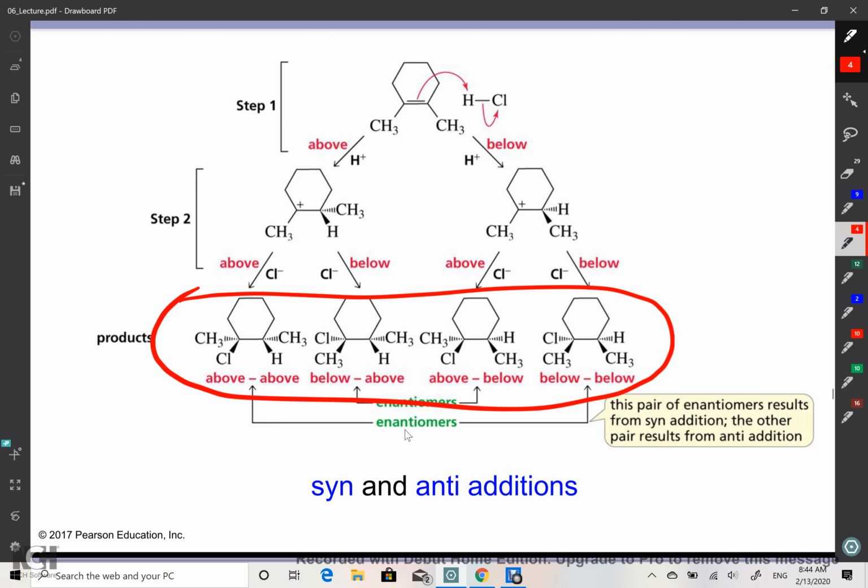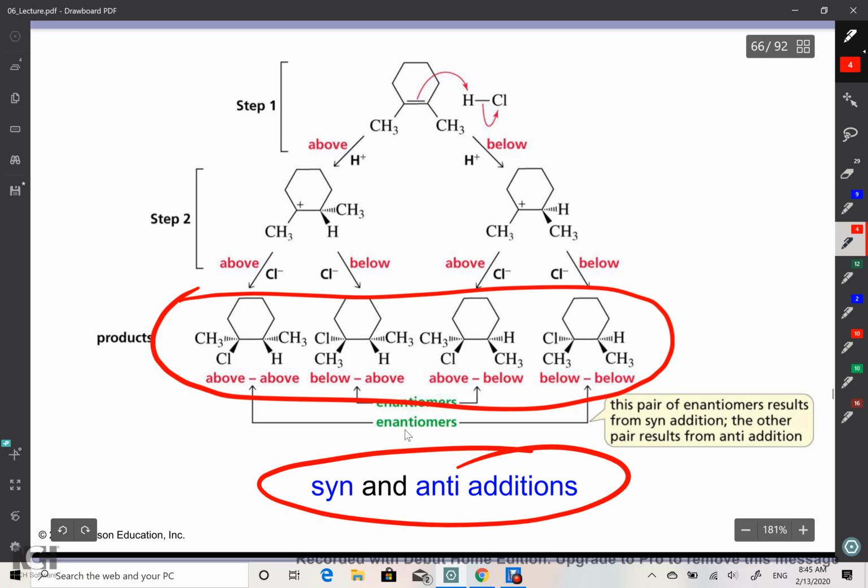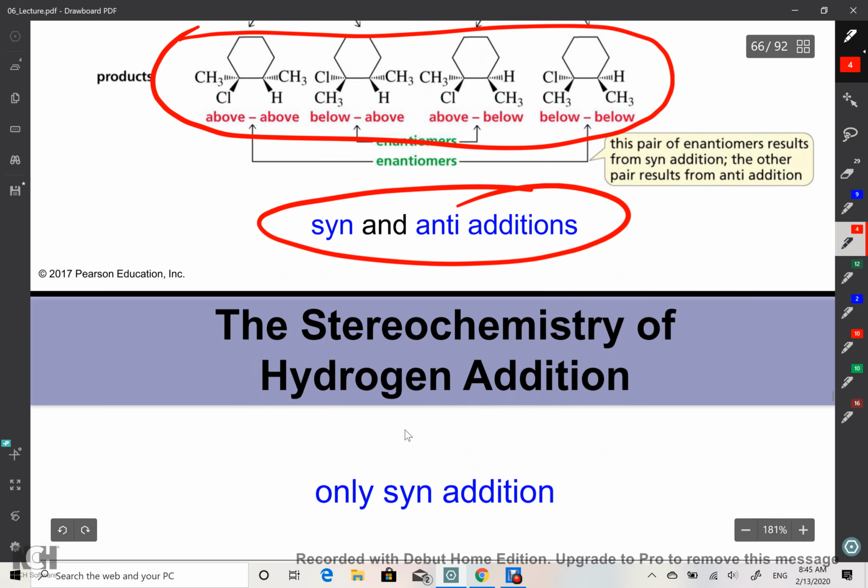Well, the intermediates. Yes, it's a carbocation. So does that make sense, guys? Okay. I will talk more about syn and anti-addition in a couple of slides.